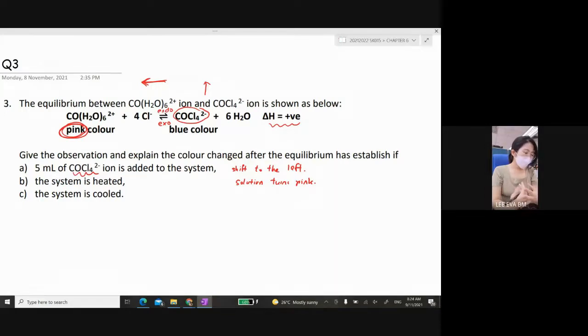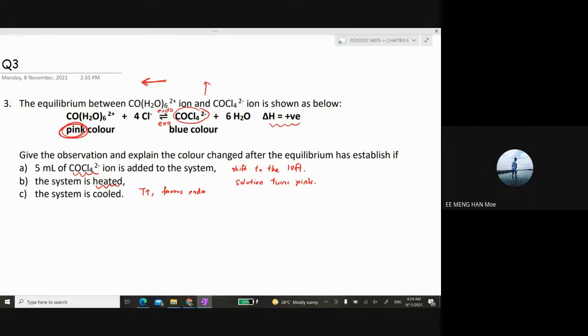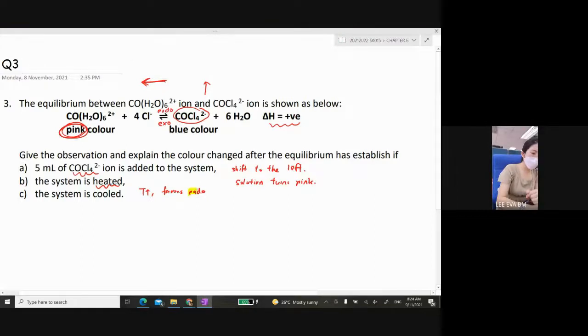And the next one we have the system is heated. The word heated means that you are increasing the temperature. Okay, so increasing temperature favor which reaction? Endo. So kita catat sikit dekat sini, temperature increases, it favors endothermic. So you try to predict whether it's to the left or to the right. To the right. Kenapa right? Sebab awak sudah tahu it favors endothermic. So go back to the equation, the one that you have written down just now. Endothermic, it refer to the equilibrium shift to the right.